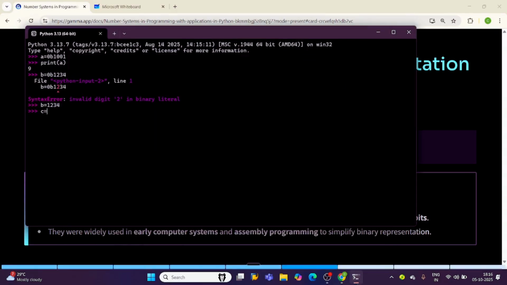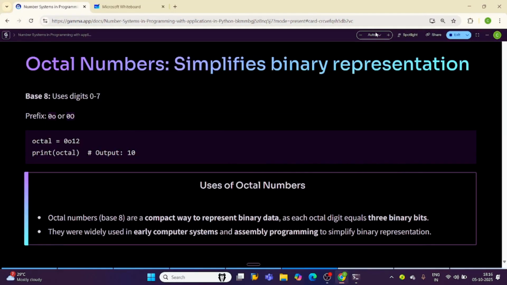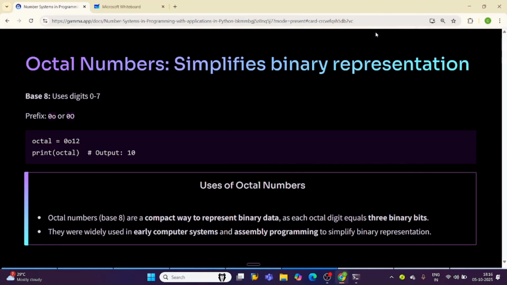So take a variable c and give 0o as the octal prefix, then 1, 2, 3, 5, which is actually an octal number. So let me print. It will give you the output in decimal form. These are actually used in representing binary in a simplified way, and also in assembly programming, etc. And a valid point: each octal digit is equal to 3 binary bits, which is mainly used on the programming side. So keep a note of it.